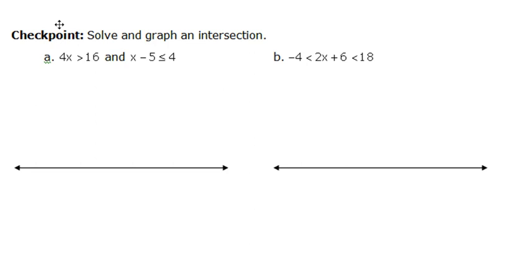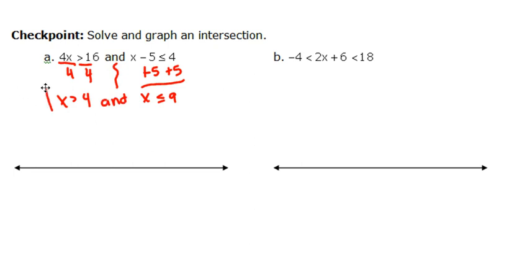Okay, so let's go through the checkpoints. Over here, I'm going to solve them separately. So I would divide by 4, and I get x is greater than 4. Over here, I add 5, and I get x is less than or equal to 9. So the and goes in the middle, and this is my solution.